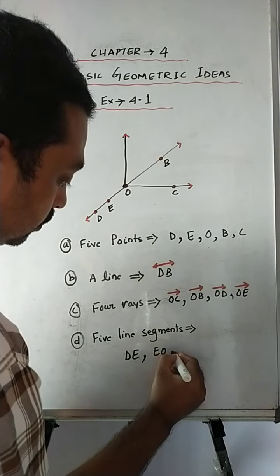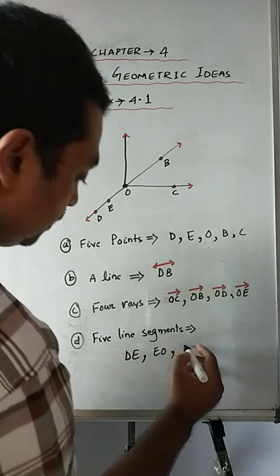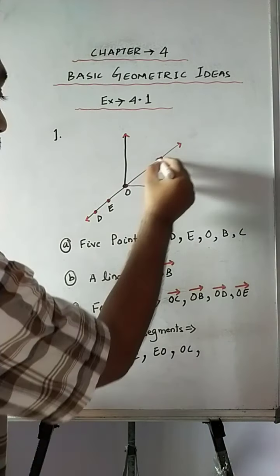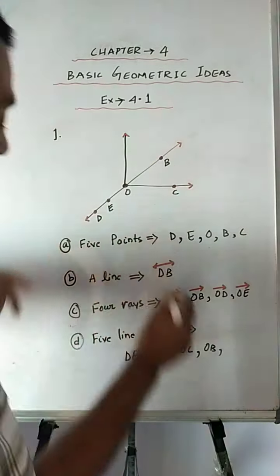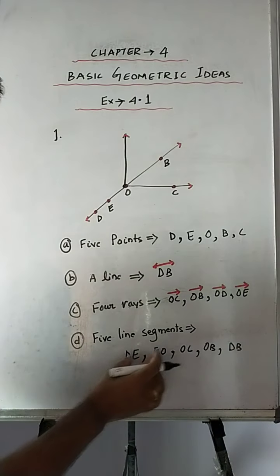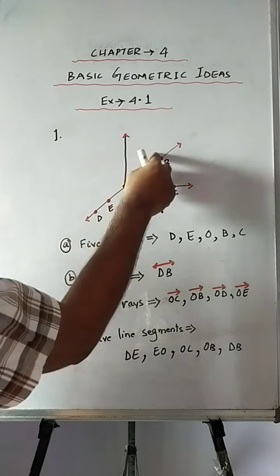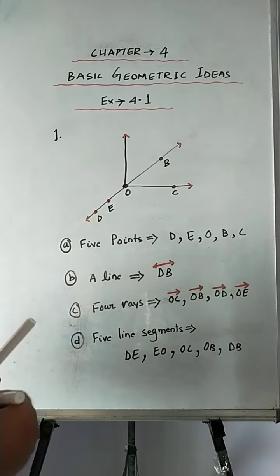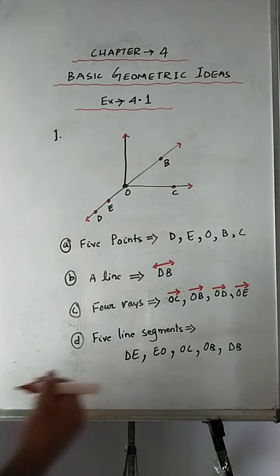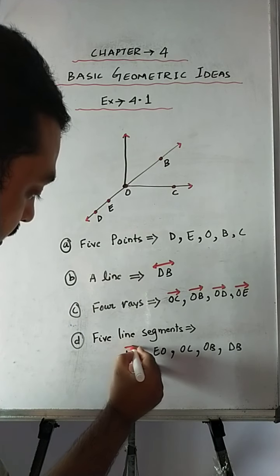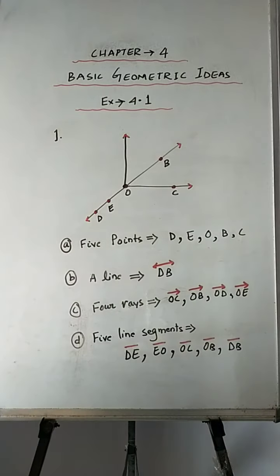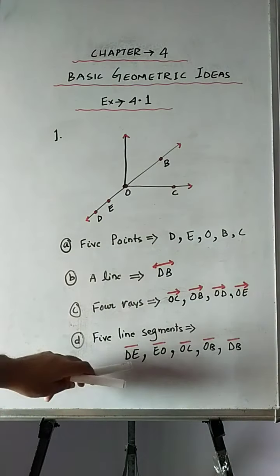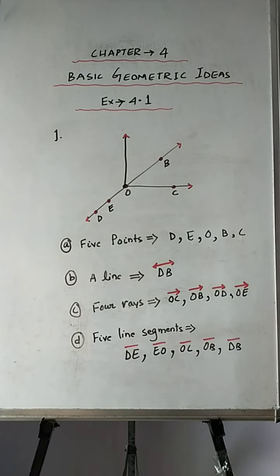So EO. OC is also a line segment. OB is also a line segment. And DB is also a line segment. So I guess we have answered 5. We have more, that is EB is also another line segment. Since these are line segments, we have to also give the symbol. The symbol is like this, only one dash. This symbol represents that these are all line segments. Students, I hope you all have understood question number 1.